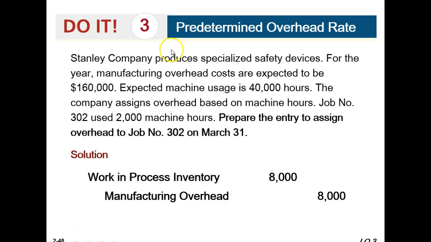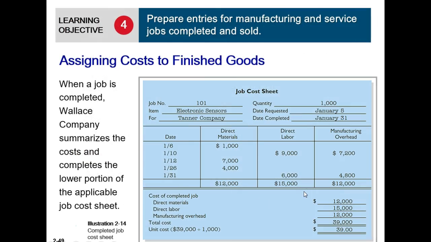Okay, so then they want us to create the journal entry. To apply the manufacturing overhead, we're going to debit our WIP, and we're going to credit or reduce our manufacturing overhead by that 8,000. Now, our job is to assign all these costs to the finished goods.